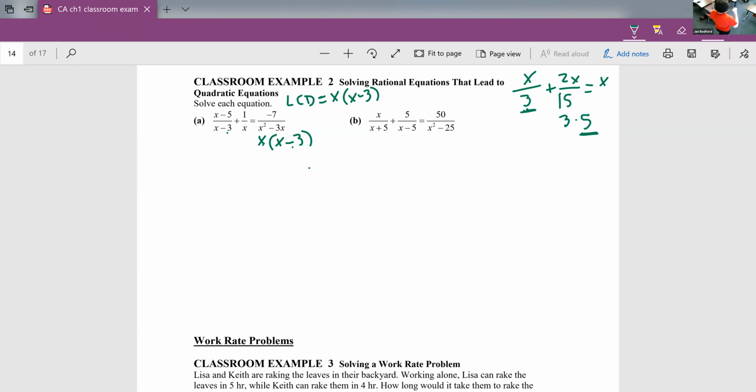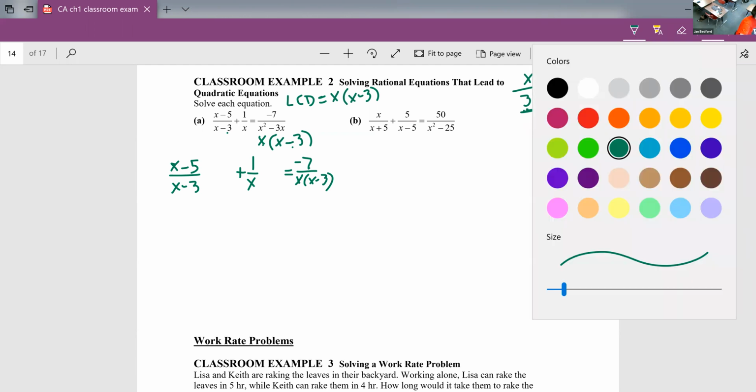Now, if we can figure out the LCD, what are we supposed to do with it? Multiply every term. And I'm going to need some room, so I'm going to come down here. X minus 5 over x minus 3. Skip a space. Plus 1 over x. I'm going to skip a space. And then I'll get negative 7 over, and I'm going to write the factored form here, x times x minus 3, instead of writing it as x squared minus 3x. Okay? And the reason I'm going to write the factored form is because now I want to go through and multiply by what?